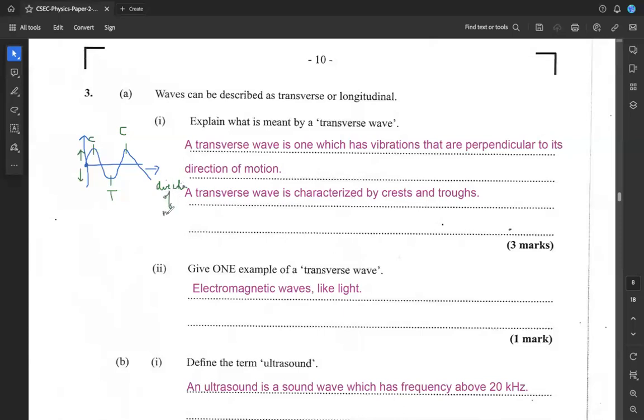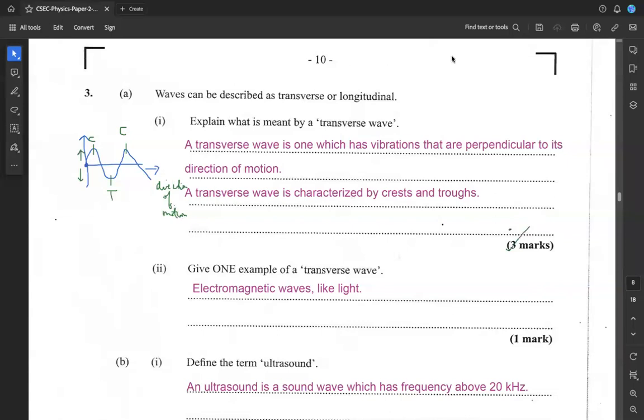And so the vibrations are perpendicular to that, right? And by that, we mean that if you imagine this being a fixed rope, and we're just going up and down with the rope, that's a transverse wave that's generated, right? So it's a transverse wave. The vibrations are perpendicular to the direction of motion, and a transverse wave is characterized by crests and troughs. So this peak here is like a crest, and then this inverse peak is what we call a trough, okay? So all of that for 3 marks, and we're good to go.